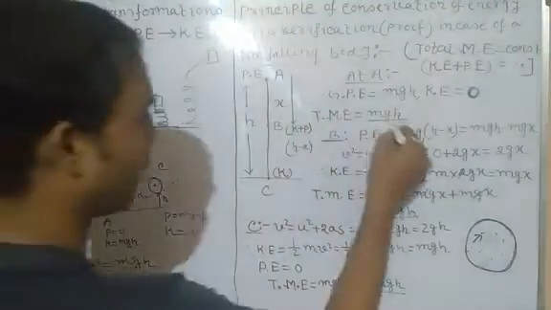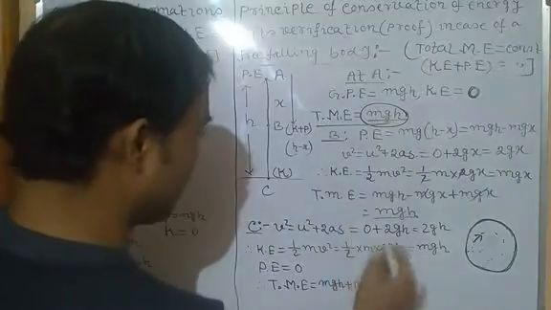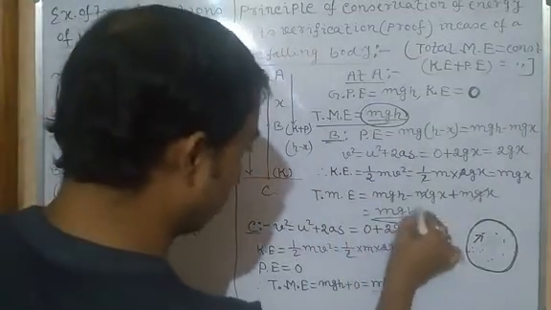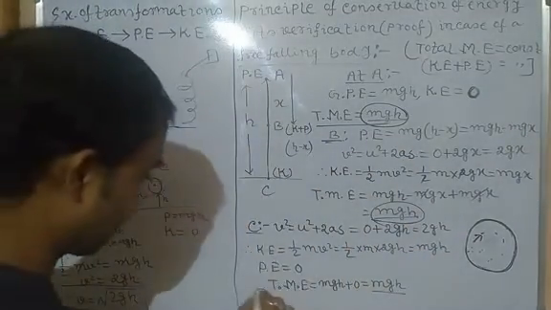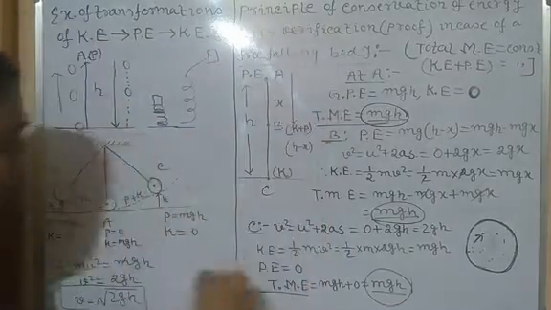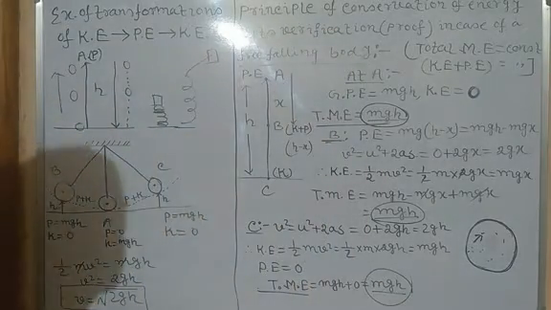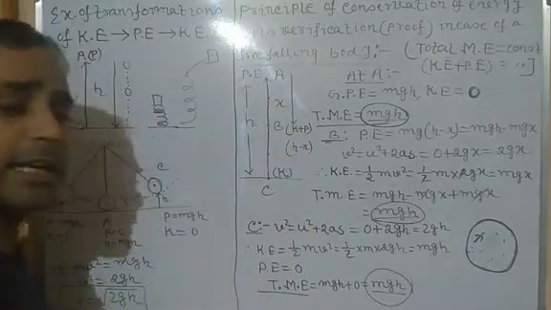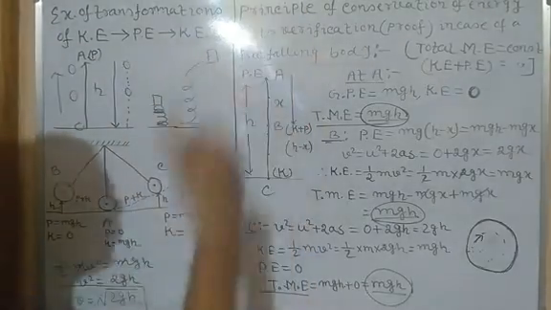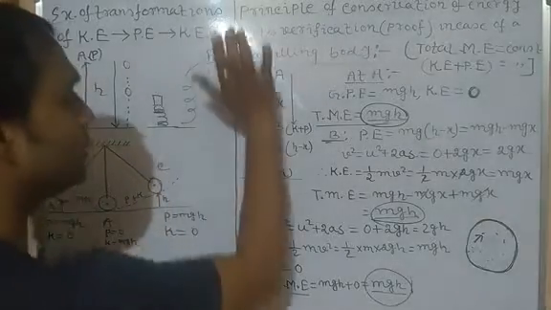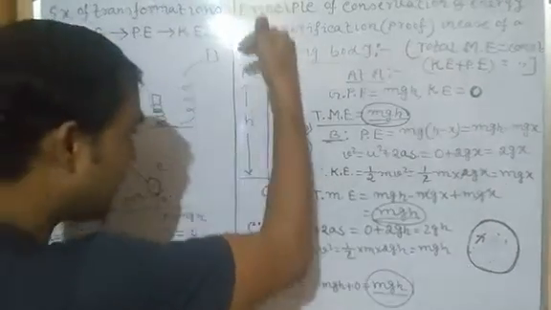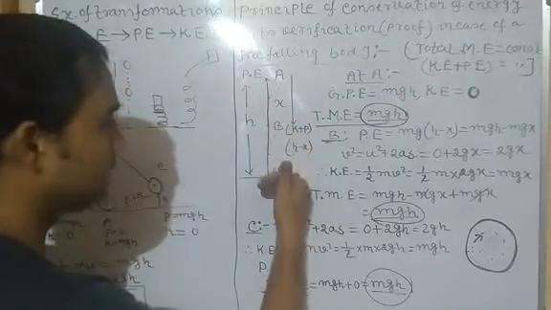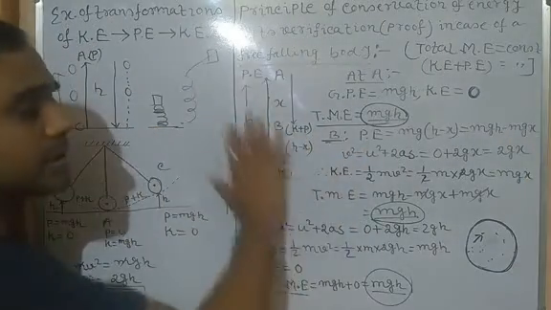So now you can see at point A total mechanical energy was mgh. At point B total mechanical energy is mgh. At point C total mechanical energy is also mgh. It means throughout its journey, at each and every point, we can take any point here, here and here, when one energy is lost, it is stored in the form of another energy. Kinetic energy is converting into potential energy, and potential energy is converting into kinetic energy. In this way total energy remains constant.